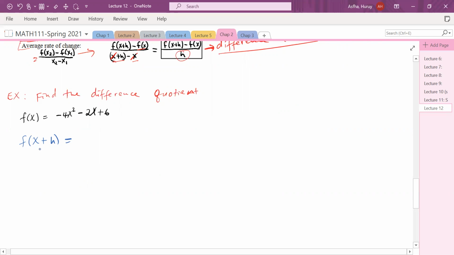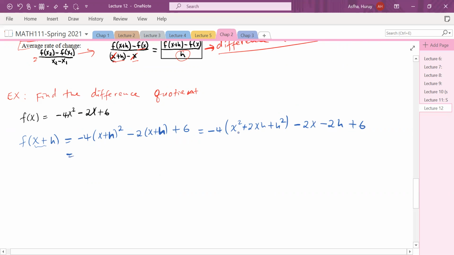So f of x plus h basically means evaluate this function at x plus h. So I will replace every x in here by x plus h, and we will simplify that. So this is negative 4 times x plus h instead of x, squared, minus 2 times x plus h, plus 6. And this is negative 4. If we square this one, we get x squared plus 2xh plus h squared, minus 2x minus 2h plus 6.